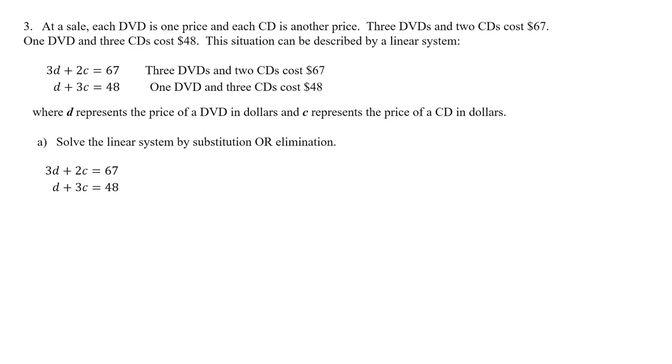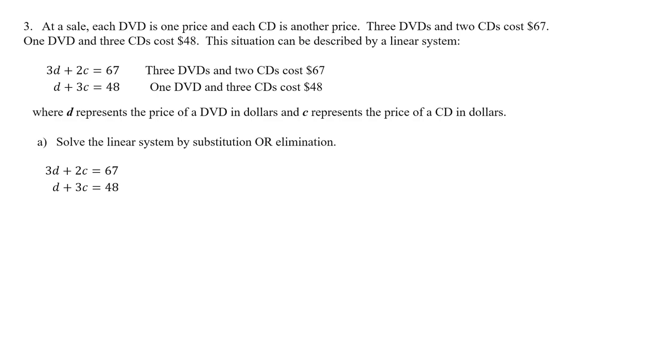Question 3. At a sale, each DVD is one price and each CD is another price. We're told that 3 DVDs and 2 CDs cost $67. We're also told that 1 DVD and 3 CDs cost $48. This situation could be described by a linear system.